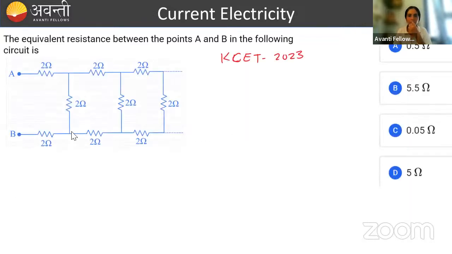Let's do this question. Even if you're not able to do it, that's not the problem. The problem is you're sitting. Don't sit. Everyone solve the question.